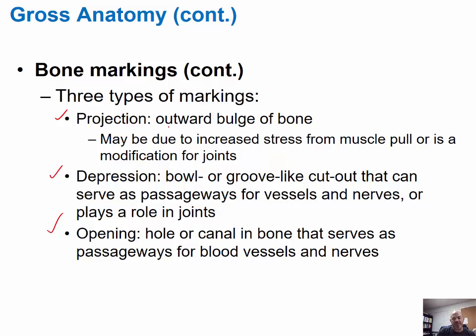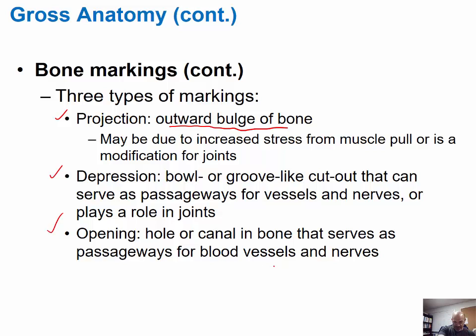The projections are an outward bulge or bump on the bone, and these structures may be due to increased stress from muscles pulling on the bones, or a modification for a joint. So sometimes these structures come about by the action of muscles on those bones. The bones will modify based on those stresses. Depressions are bowl or groove-like cutouts that can serve as passageways for blood vessels and nerves, or play a role in joints. And then openings are holes or canals in the bone that serve as passageways for blood vessels and nerves.